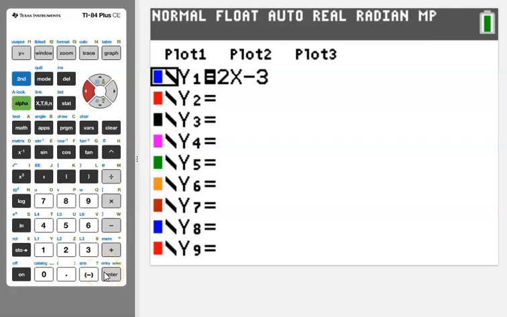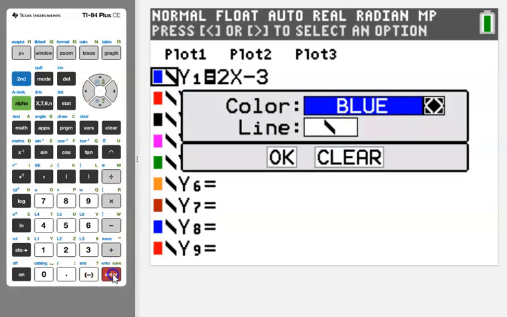In the older calculators, you don't have the square and you don't have this menu. You just have to keep hitting enter to get the shapes that you want. But you can still do what we're doing.